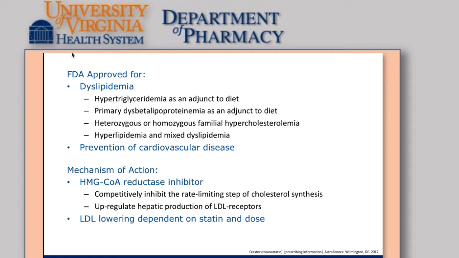So the first major drug class we're going to talk about are statins. As you may have guessed, these are FDA approved for dyslipidemia, including familial hypercholesterolemia, and as well as for the prevention of cardiovascular disease. They work by inhibiting HMG-CoA reductase, so they competitively inhibit the rate-limiting step of cholesterol synthesis, and they also upregulate hepatic production of LDL receptors. So not only is less cholesterol being formed, but there's also more LDL receptors to pick up this LDL from circulation. And LDL lowering is dependent on the statin and dose.